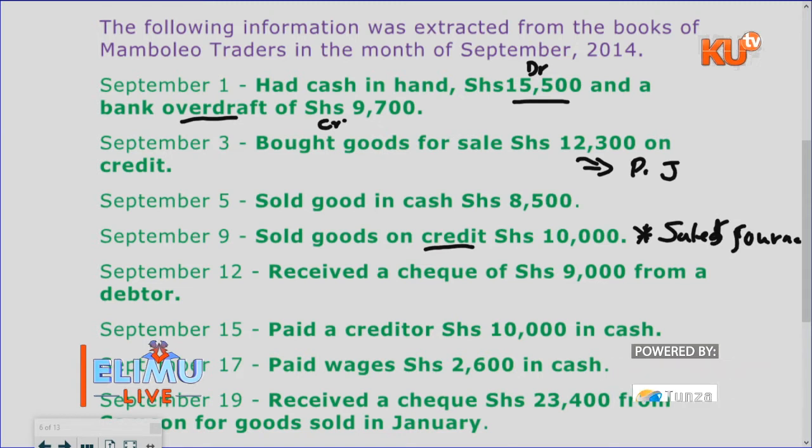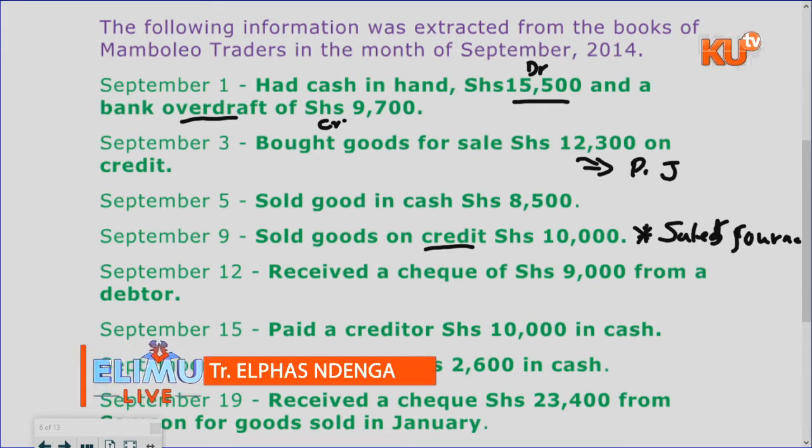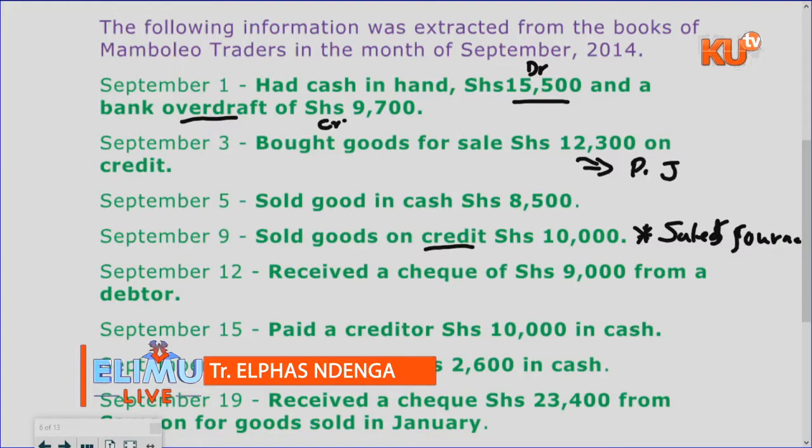September 12, received a cheque of 9,000 from a debtor. Again, we are receiving, and so we debit because that is money in. So we'll come to September 12.